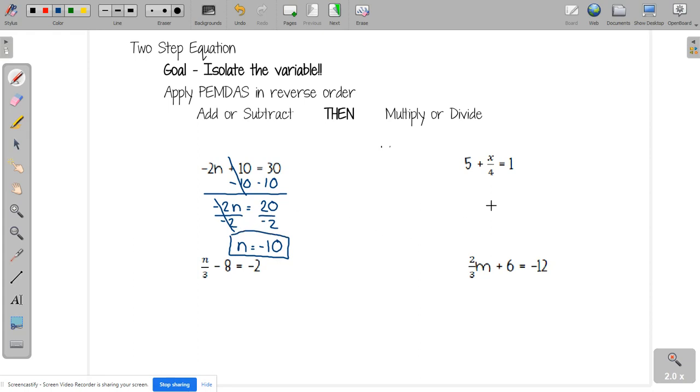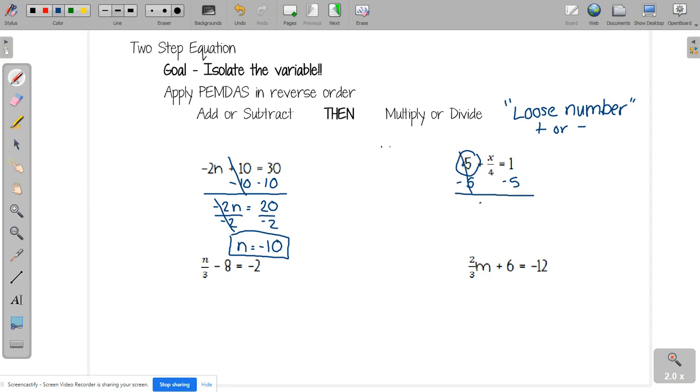Let's look at the next one. We have 5 plus x divided by 4 equals 1. I like to think of our first step as finding the loose number. In our loose number, we're either going to add or subtract it. So our loose number here is 5. So we have to move that to the other side. So it's a positive 5, so we have to do the opposite, subtract 5.